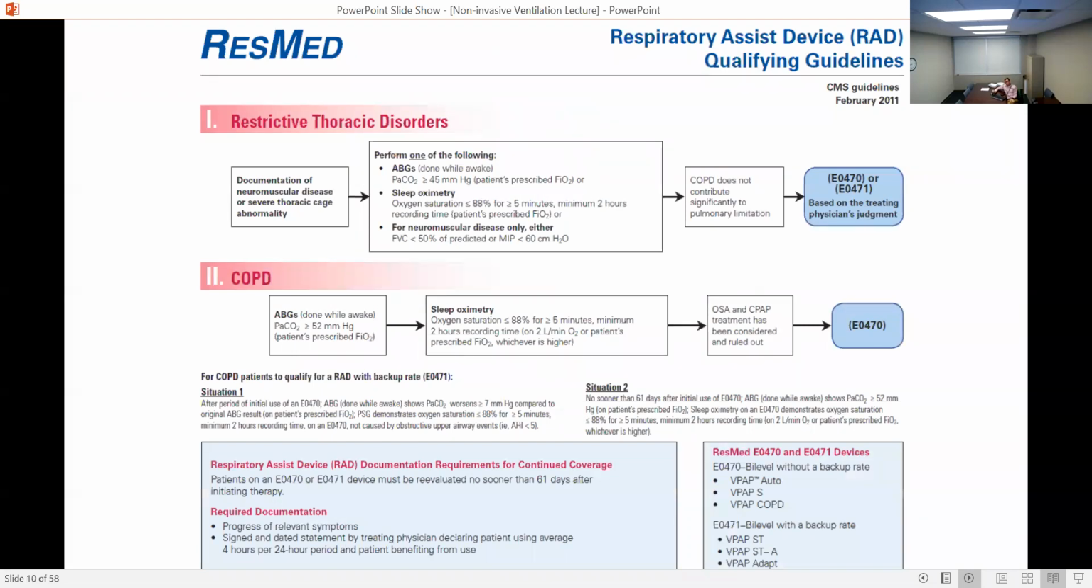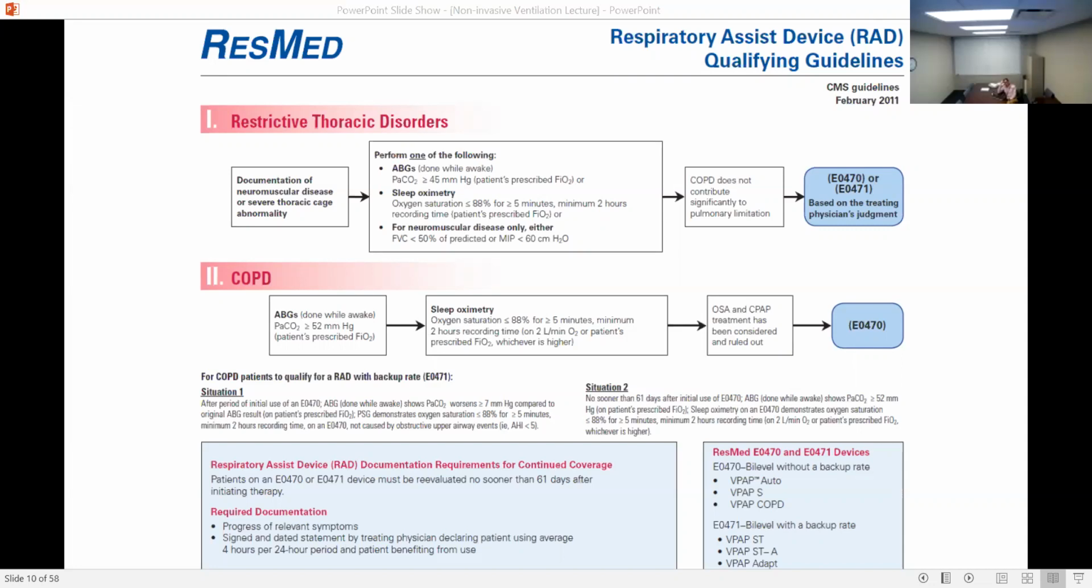So this is what you use for COPD when you're trying to qualify a patient. You need an ABG that demonstrates hypoventilation while they're on their prescribed FiO2. It has to be an arterial blood gas. Medical insurances will not accept a venous blood gas for this PaCO2 requirement. As you can see there, it's got to be greater than 52 millimeters of mercury. You have to have oximetry that shows some hypoventilation, and that is on their home supplemental oxygen.